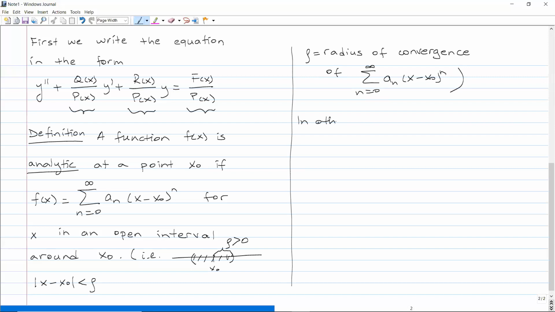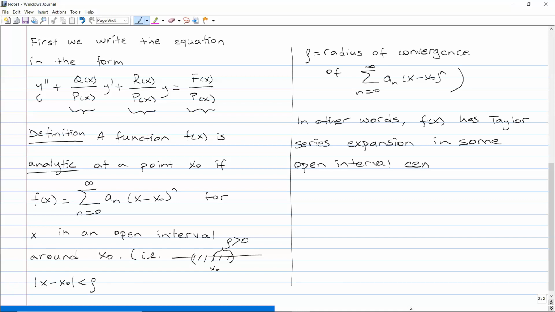In other words, we can also rephrase this theorem as: f of x has a Taylor series expansion in some open interval centered at x0. If you remember from calculus, this is not always true.